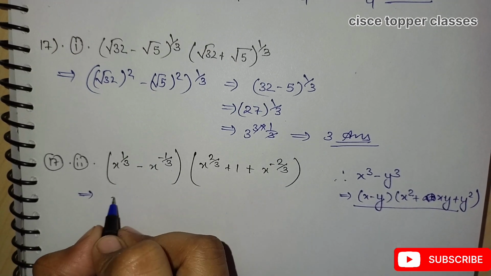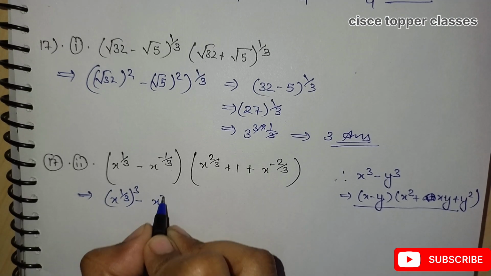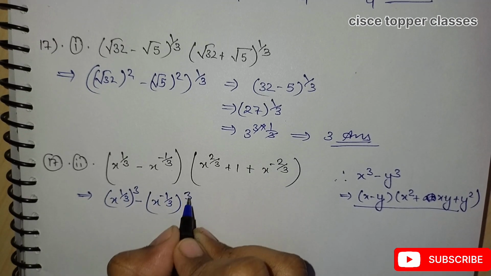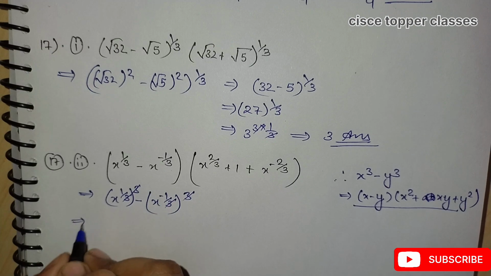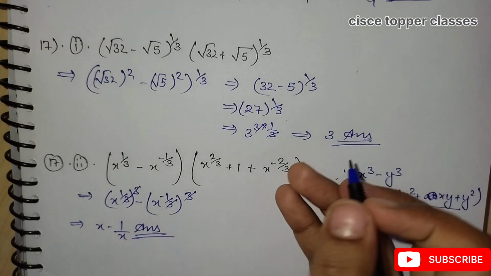So we can simply write it as x to the power 1 by 3, the whole power 3, minus x to the power minus 1 by 3, the whole power 3. 3 will be cancelled out only. So it will be x minus 1 by x as the answer of 17 second part here.